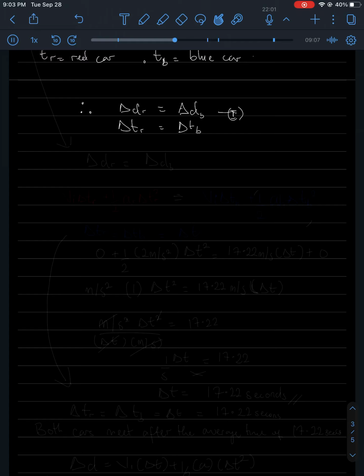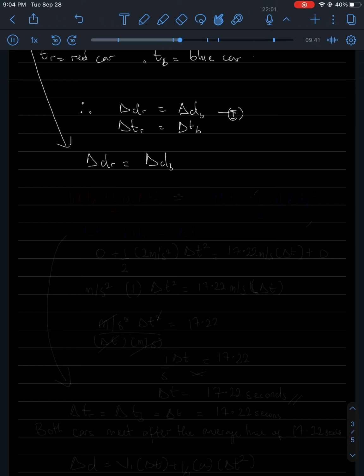Remember our equation 3 stated delta d is equal to initial velocity times change in time, plus one half acceleration times delta t squared. So this is our equation 1. Delta d for the red car is equal to delta d for the blue car. And now we're going to write a delta d for the red car and a delta d for the blue car from our third equation of motion. I'm going to color code it so it's easier to read and understand.